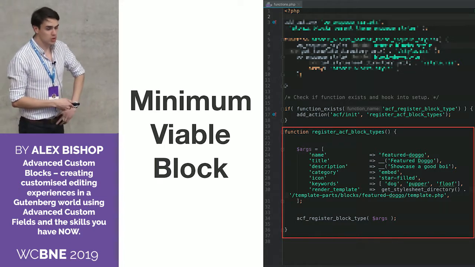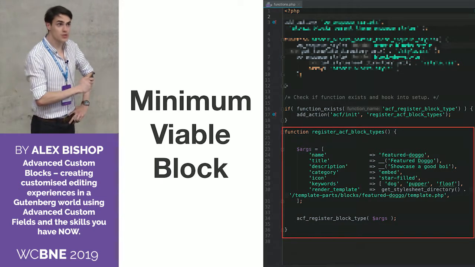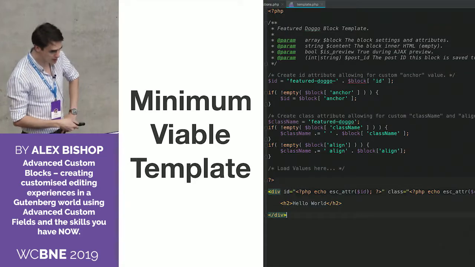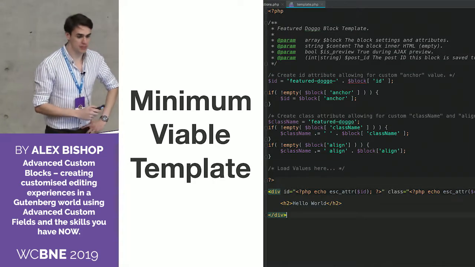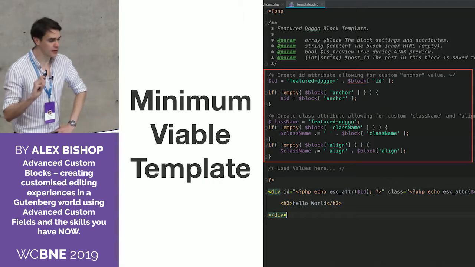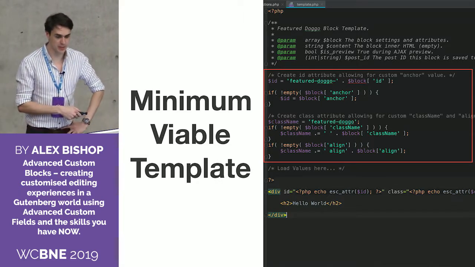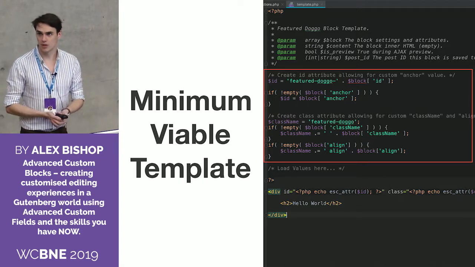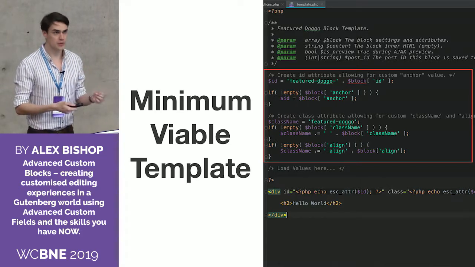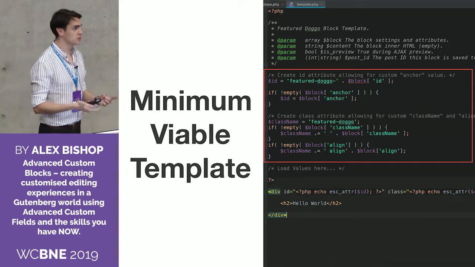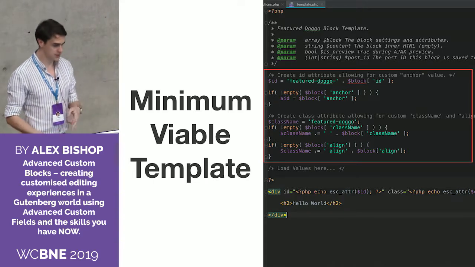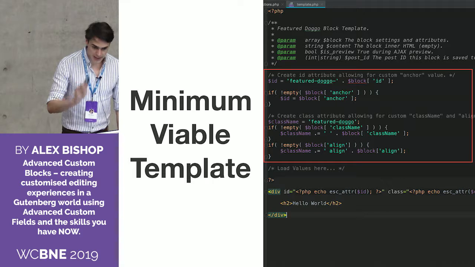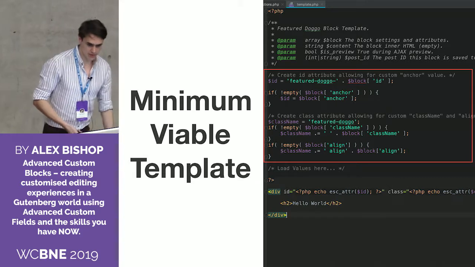This is our register block type call. It's basically the same things that I've been showing you on the screen there. And this is our minimum viable template. Technically, you don't need this stuff, but it's a good idea to just pop that in there. This deals with some common Gutenberg class names and attributes that the editor passes through to you to deal with things like layouts and alignments. So you don't need that, but it's a good idea to have that for all the blocks.